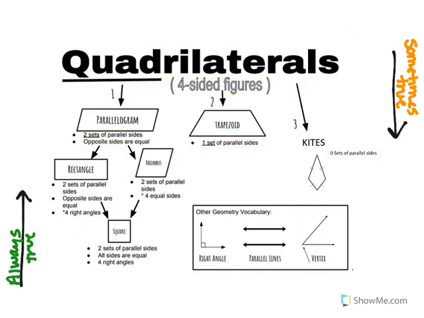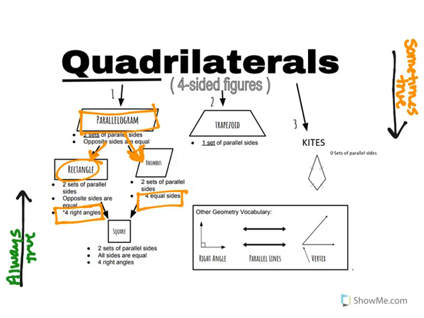Another example of a sometimes statement is going from parallelogram downward. When I start at parallelogram, not all of my parallelograms will be rectangles, and not all of them are going to be rhombuses. Some parallelograms might be rectangles if they have four right angles, and some of them might be rhombuses if they have four equal sides. So when we go down the quadrilateral tree, our statements might only be sometimes true, because it only applies to some of those shapes.